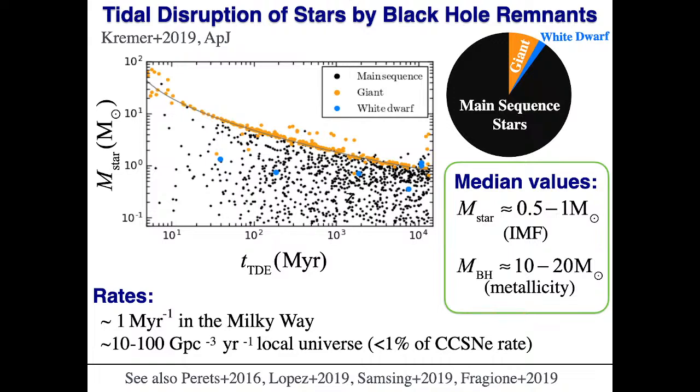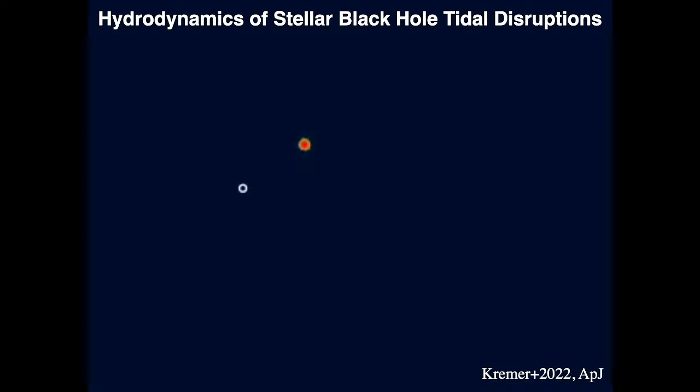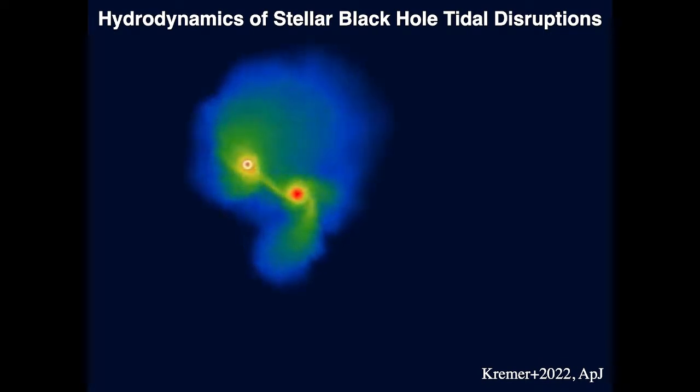Overall, the prediction is that you would expect a collision rate of around 10 to maybe 100 per gigaparsec cubed per year of these tidal disruption events. That's quite a bit less than the core-collapse supernova rate, for reference, but certainly a high enough rate to potentially produce a number of these events that might be detectable in the local universe. So I'll show one little hydro simulation of an example of one of these encounters, and then I think that'll be a good place to wrap up.